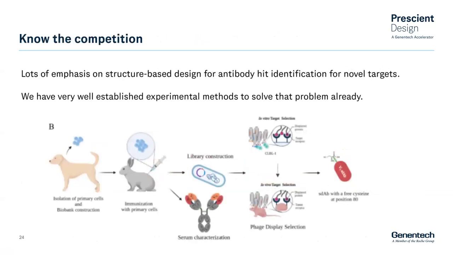The other thing I would say is know your competition. What I mean by that is, in protein design in particular, in the ML community, there's a lot of focus on what I would call hit identification, which is essentially identifying a binder for a new target. And I think there's a perception that if you find a computational method to do this, it will somehow be a sea change for drug discovery.